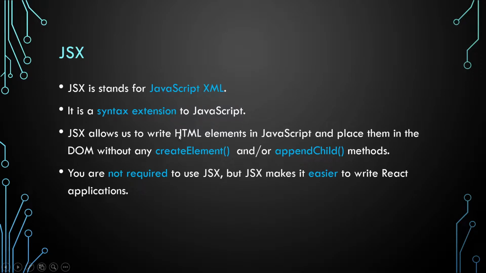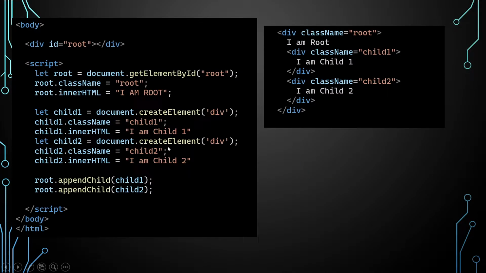JSX allows us to write HTML elements in JavaScript and place them in the DOM without any createElement or appendChild methods. And here you can see we use the createElement and appendChild methods. But for JSX we don't need these createElement and appendChild methods.